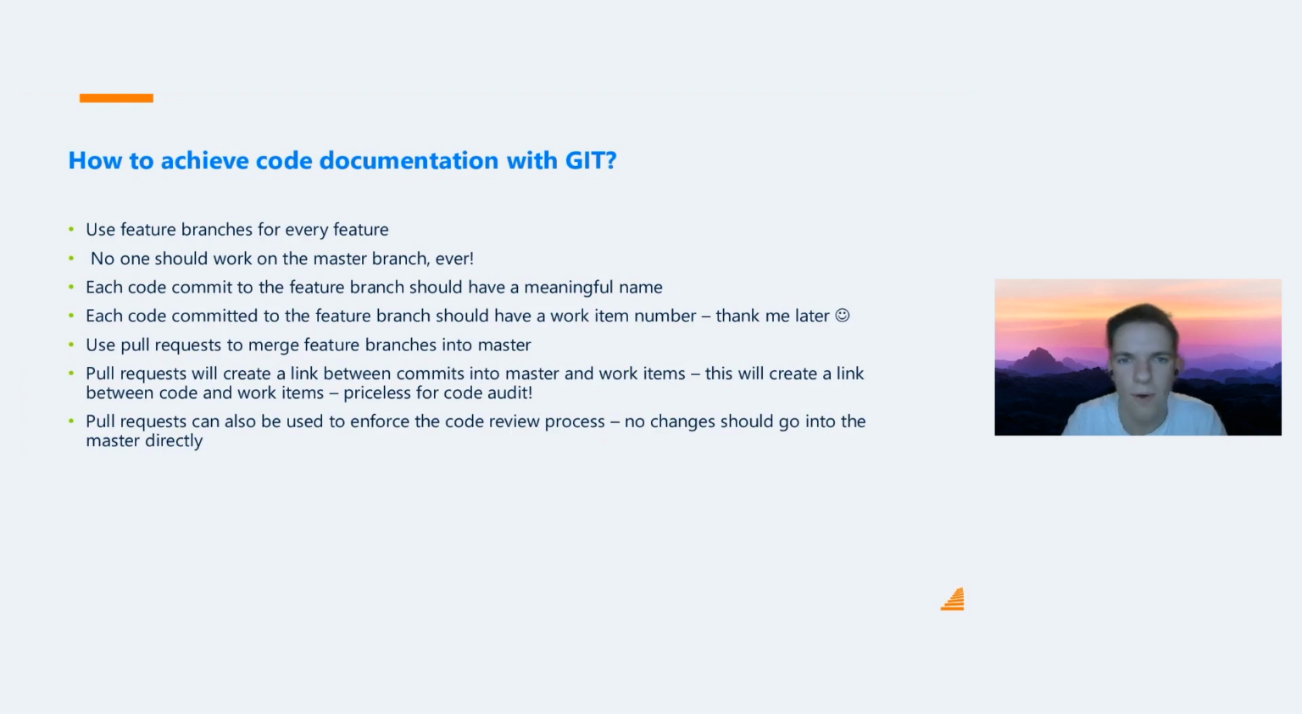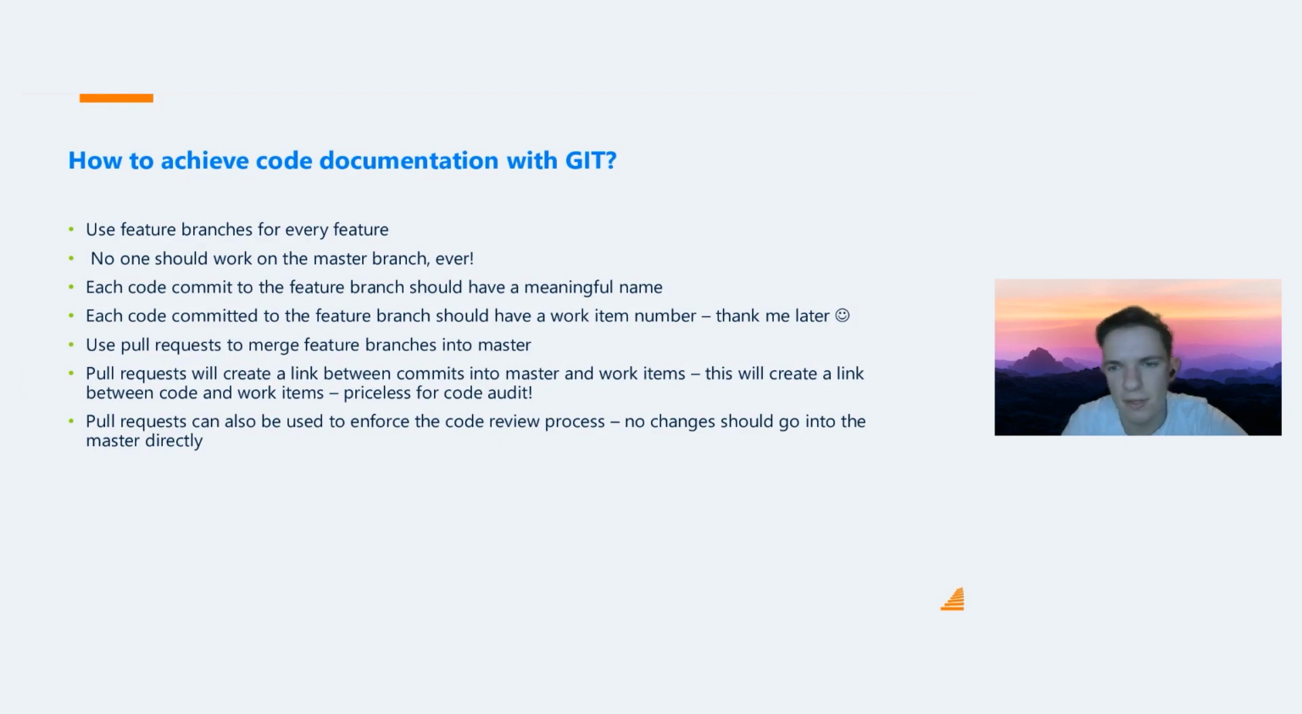Never, ever, ever. Why? Because that code will not be connected and will not be documented. So all these things that are developed should be developed on feature branches and only then added to the master branch. Another hack is that each code commit to the feature branch should have a meaningful name, ideally with the work item number. Why? Because, again, code traceability. Each committed code to the feature branch should have a work item number.